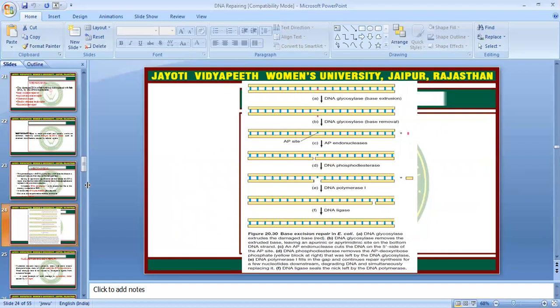This is the base excision repair in E. coli. This is an error in the base. DNA glycosylase will come and remove the base from the error site, then AP endonuclease will come, and this is the AP site. Then DNA phosphodiesterase will come, then DNA polymerase will fill the gap, and finally DNA ligase will come and completely correct it.